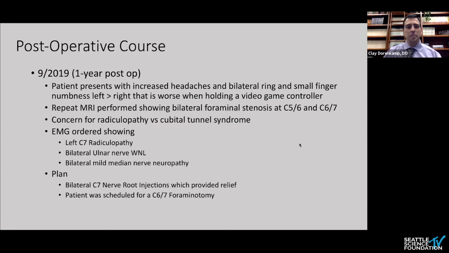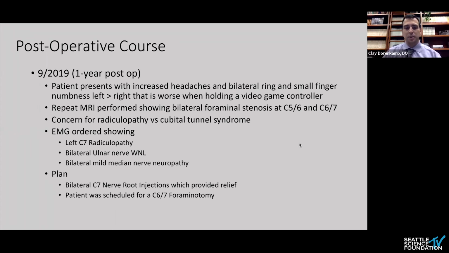Post-operatively, the patient recovered without issue, his symptoms being overall improved. His only complaint at 3-month follow-up was some posterior cervical pain, but he was very happy with his surgical outcome. Approximately 1 year later, the patient presented with increased headaches and bilateral ring and small finger numbness. One confounding factor in his history was that it was worse when holding a video controller, which makes us suspicious of cubital tunnel syndrome more than a cervical spine issue.